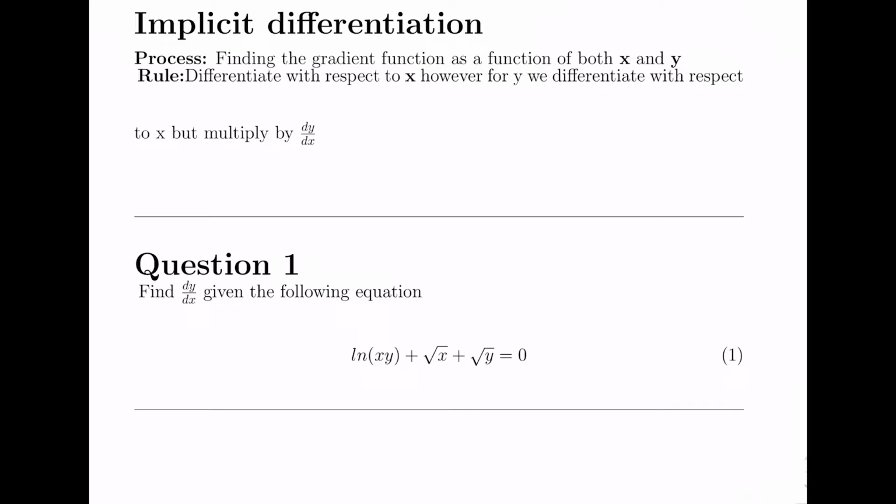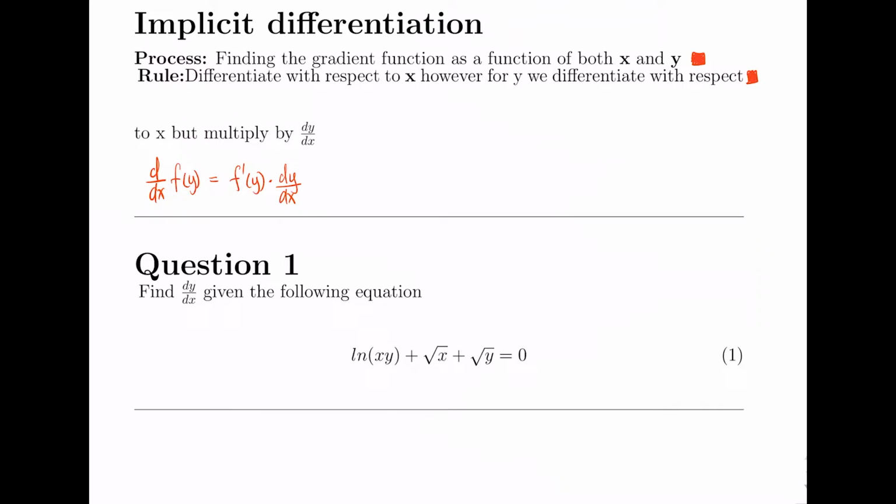In this video, we'll be looking at implicit differentiation, which we define as the process of finding the gradient function or derivative as a function of both x and y. One of the most important rules we want to remember when performing implicit differentiation is that we have to multiply by dy/dx whenever we differentiate with respect to y. That is, d/dx of f(y) is equal to f'(y) times dy/dx.